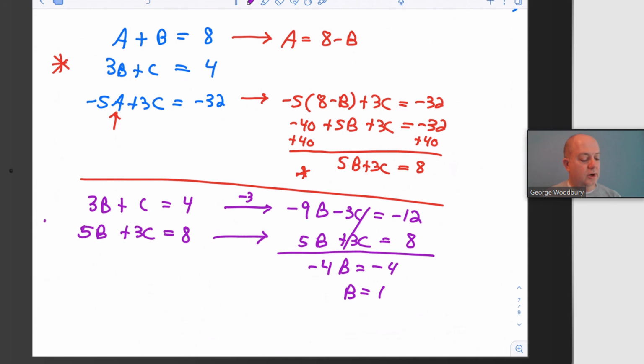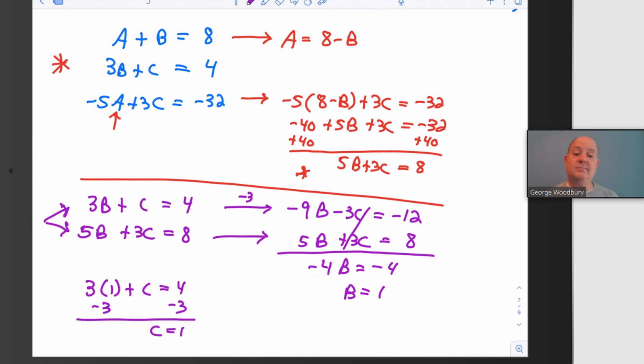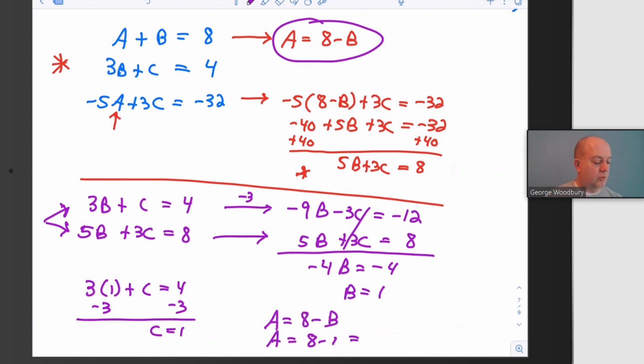Come back to one of these 2 equations. I'm going to use the top one. 3b, so that's 3 times 1, plus c equals 4. Subtract 3 from both sides, c equals 1. And finally, I can come back to where I made the substitution. A equals 8 minus b. A equals 8 minus 1, or 7.